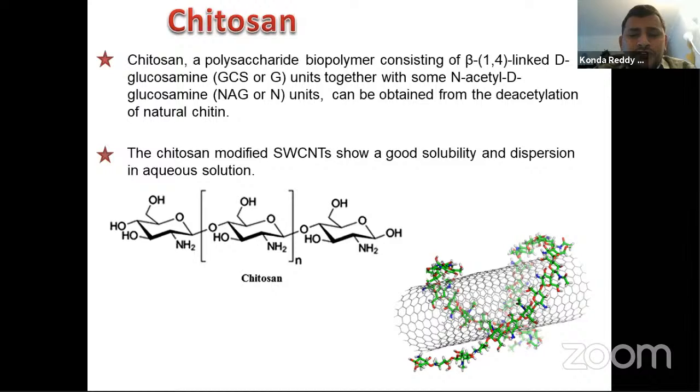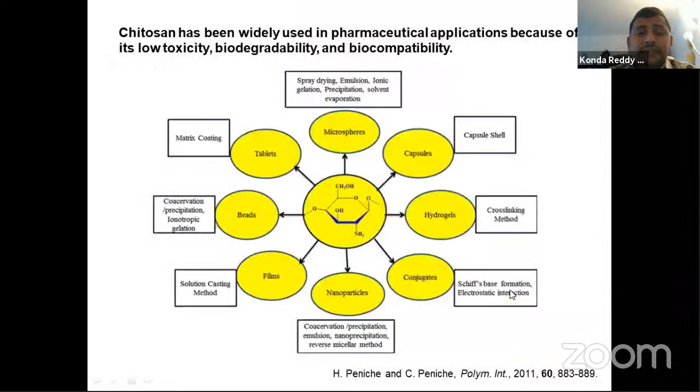If you see the structure here on the right hand side, I've just shown how we wrapped this single walled carbon nanotube with the chitosan. We have done this using MD simulations. We've wrapped this chitosan on the SWCNT.